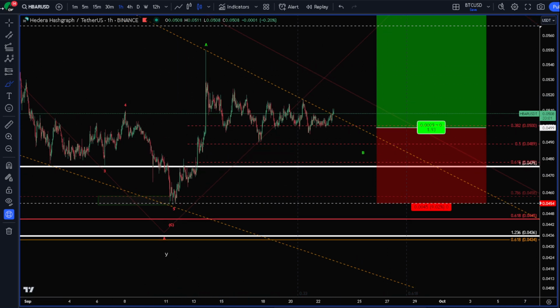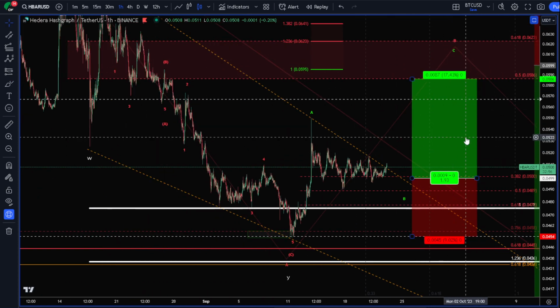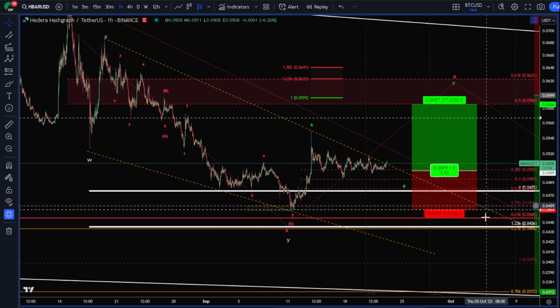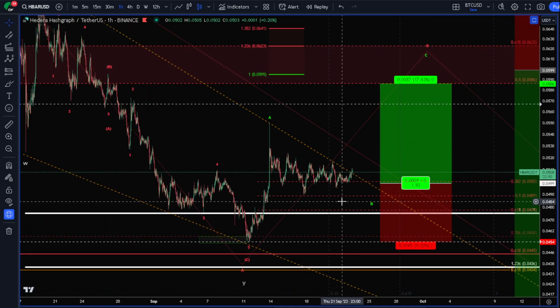So my bias is heavily to the upside on HBAR, but only to around 6 cents, in which case I'll be flipping short. And I will also be updating that once we get to that area.